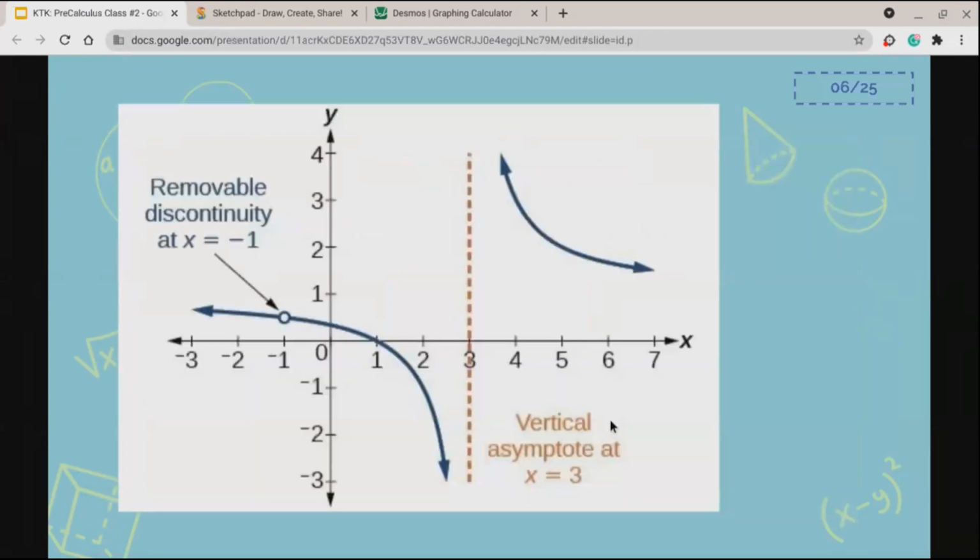So here we have an example of that. See the vertical asymptote at x equals 3 and the removable discontinuity at x equals -1.